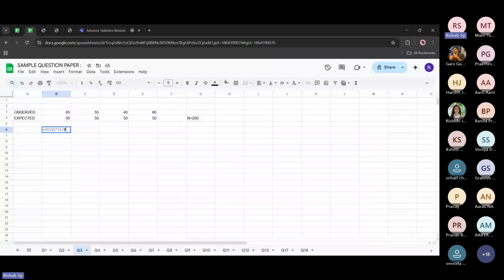We'll be getting 15 whole square divided by 15, fine. Here we'll be getting observed minus expected, 5, right? 5 whole square is 25 divided by expected 50. Again, here we'll be getting 4 minus 50, it's minus 10. Minus 10 whole square, 100 divided by 50. Here again, 100 divided by 50.